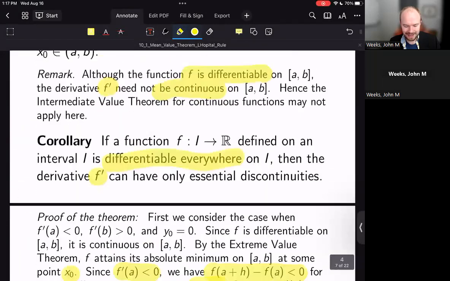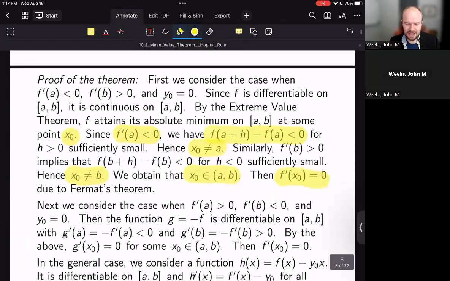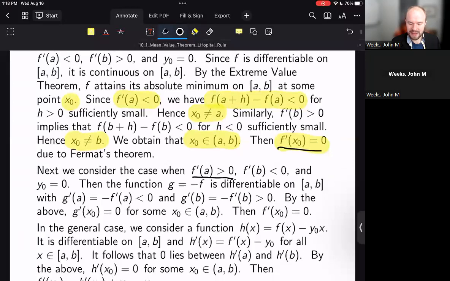Well, going back here, we note that this value is indeed an absolute minimum, not at any of these endpoints. And so because of this, we have that f prime of x naught is equal to 0 by this theorem. So that gives us the point that we're looking for. Whew, okay. So what are we going to do in general? In the case that we have f prime of a is greater than 0, f prime of b is less than 0, we just have to flip the function, essentially. That's another kind of general thing that we can do here.